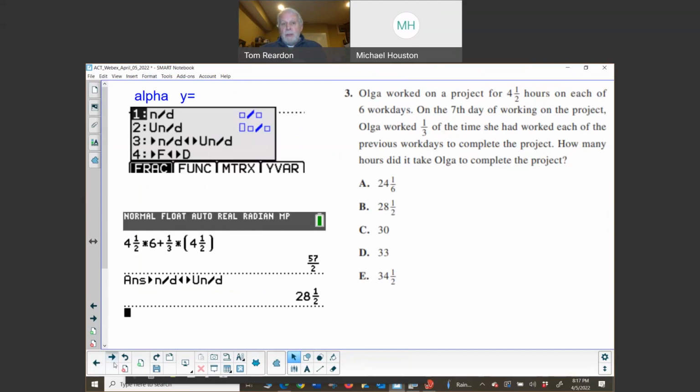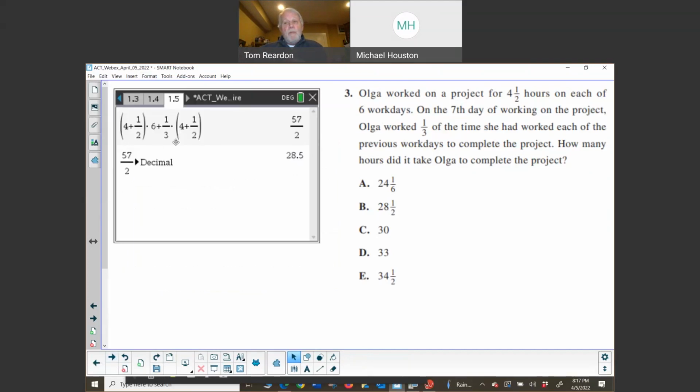And I should point out on Inspire, there is no mixed number. So one of the ways to do 4.5 instead of a decimal is the quantity of 4 plus a half times 6 plus a third times the quantity of 4 plus a half, okay? And here again, convert to decimal does not have a mixed number one for Inspire.